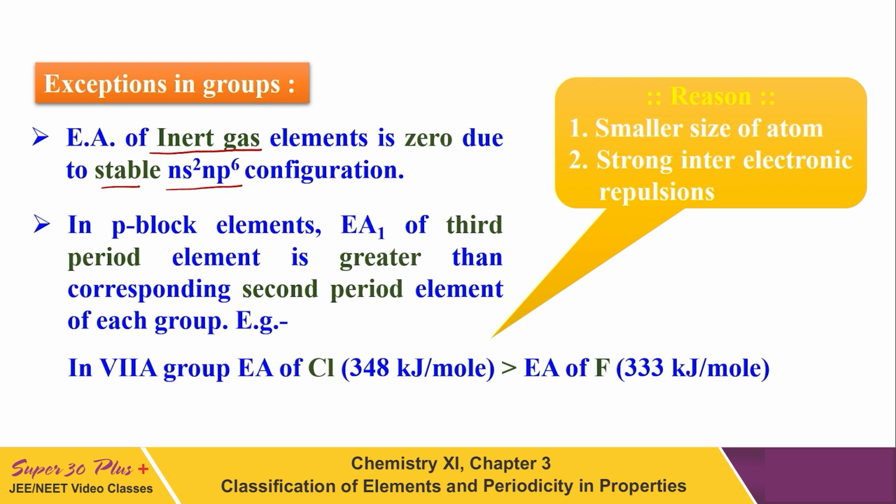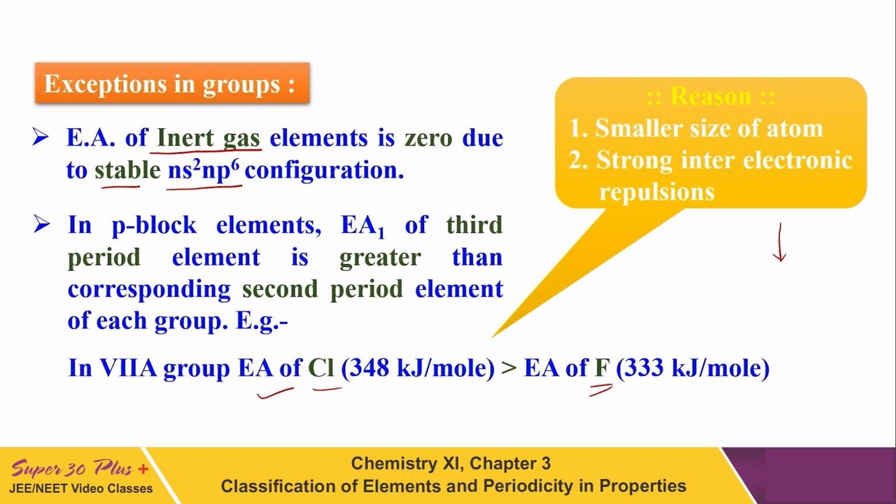And the other exception comes in the halogen family, and also in the oxygen family. Like I told you in the previous slide, when we go down the group, electron gain enthalpy decreases. So the normal anticipation is that a member of the third period will have lesser electron gain enthalpy than the second period member. This is the expected value. Electron gain enthalpy of fluorine should be more and chlorine should be less. But the reality is just the reverse. Actually, the electron gain enthalpy of chlorine is greater than fluorine.